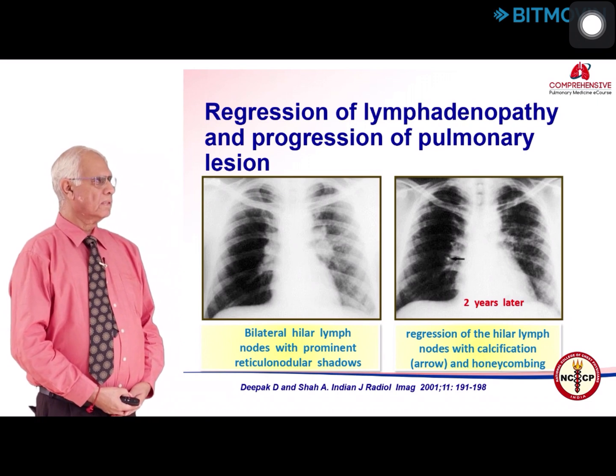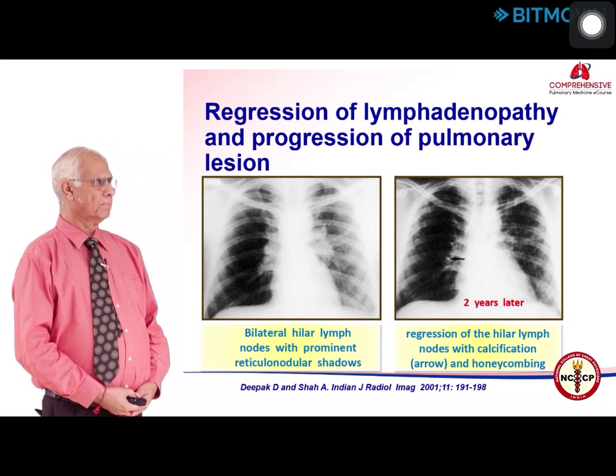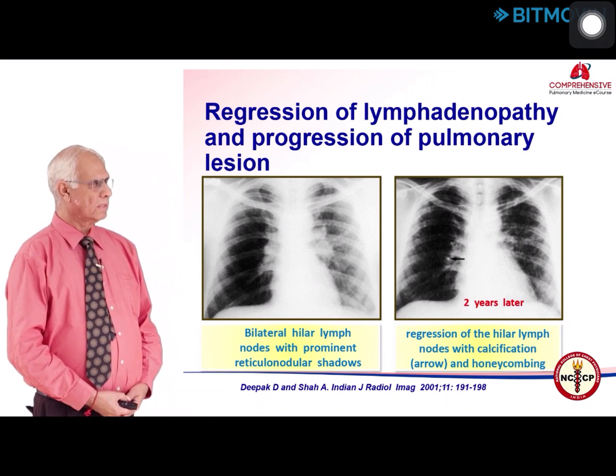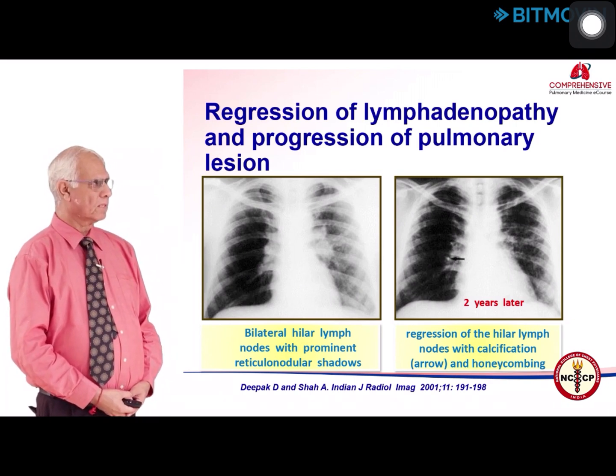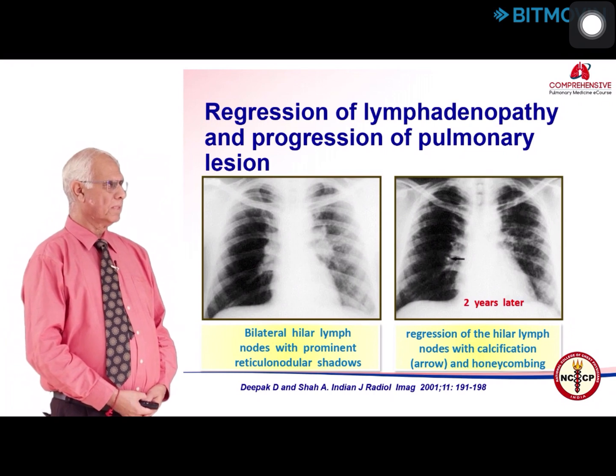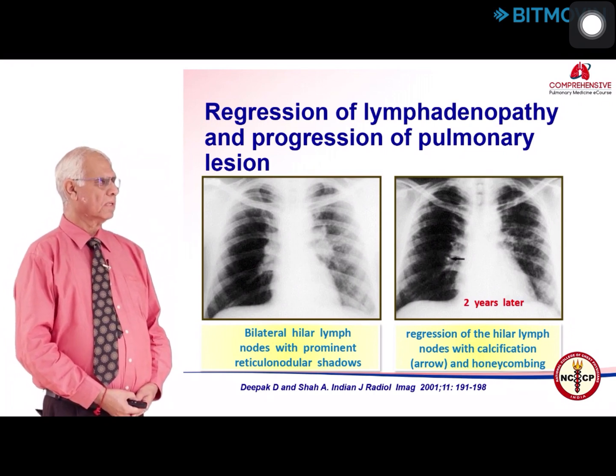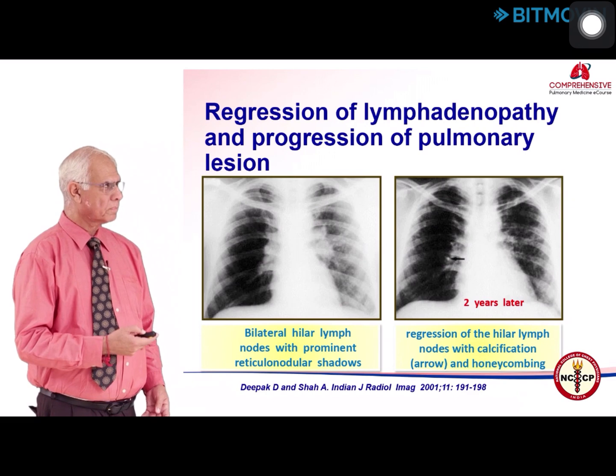Now, there is a regression of lymphadenopathy and progression of pulmonary lesions can also be seen. You can see on the left panel bilateral hilar adenopathy with micronodular shadows, but after treatment for 2 years, there is a regression of hilar lymph nodes with calcification and honeycombing.